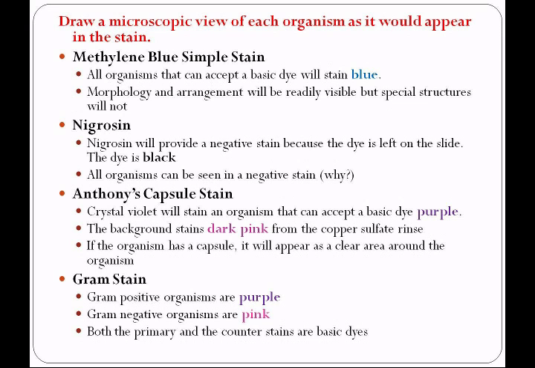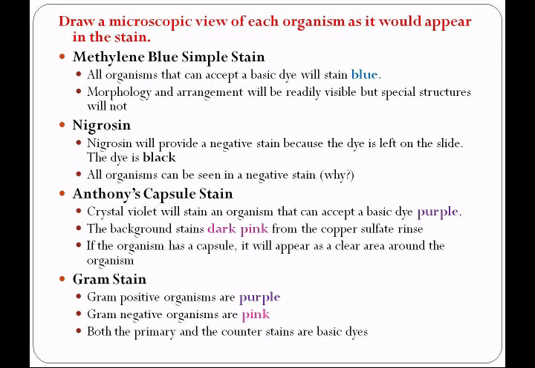Nigrosin is going to provide a negative stain because, just like a photographic negative, the background is black. The dye is left on the slide and the organism shines through like the moon in the dark sky at night. The dye of nigrosin is black. All organisms can be seen in a negative stain. Why do you think this is so?